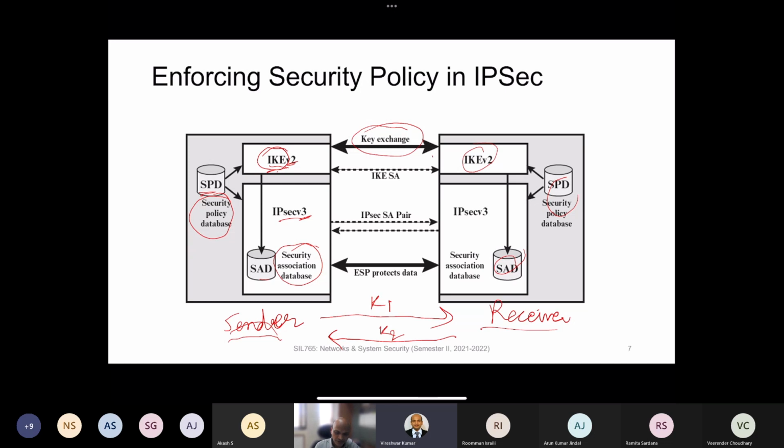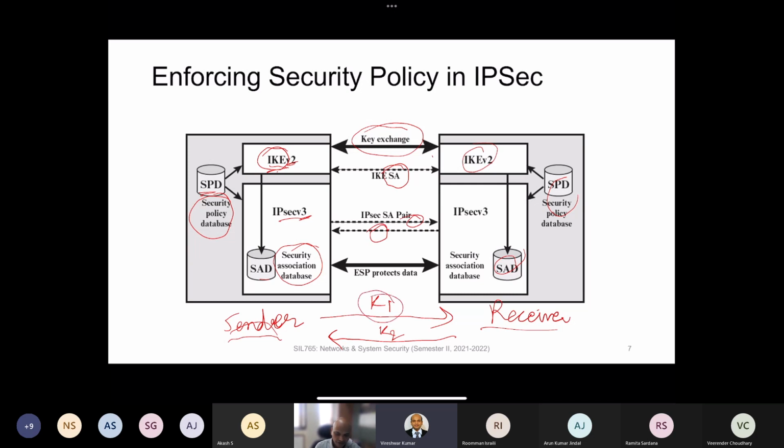Okay, so when they are using one key in one direction, what we say, in the terminology of IPsec, is that the sender establishes a security association with the receiver using K1. Then the receiver creates a second security association with the sender using K2. So these security associations, SA, always come in pairs. The sender creates one security association, which means it will be using K1, and the receiver creates another, which means it will be using K2.